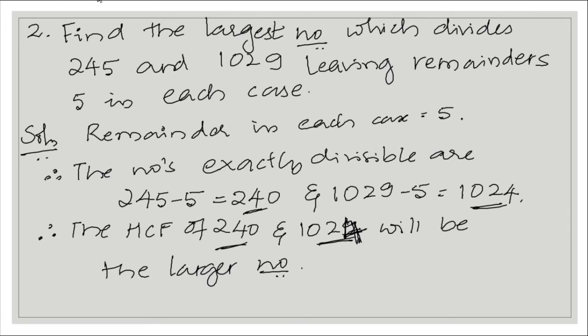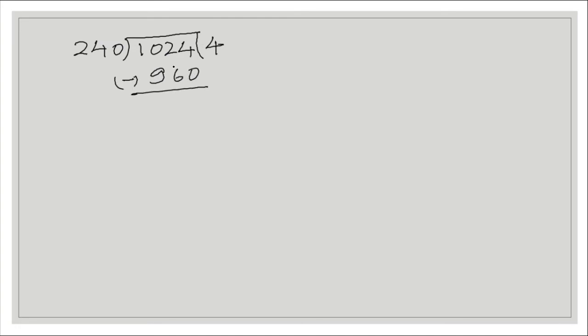Let me take the smaller number now. The smaller number among them is 240 and the larger number is 1024. So let me divide. If you multiply 240 with 4, I'll be getting 960. This 960 is the nearest smaller number to 1024. So subtract, you'll be getting 64. Now we need to divide 240 by 64. It goes 3 times as 192. Subtract it, we'll be getting 48.